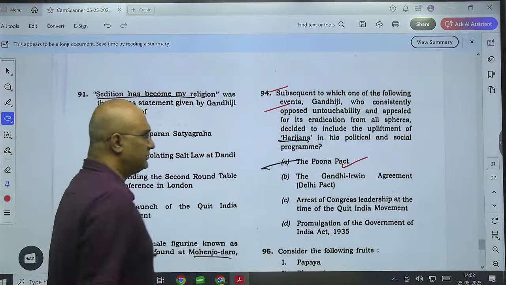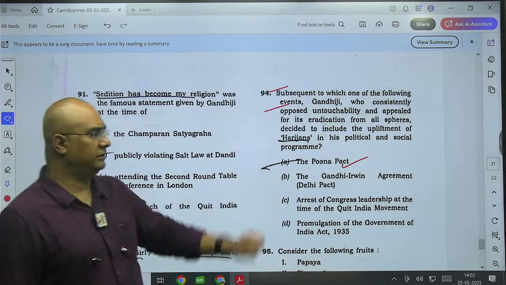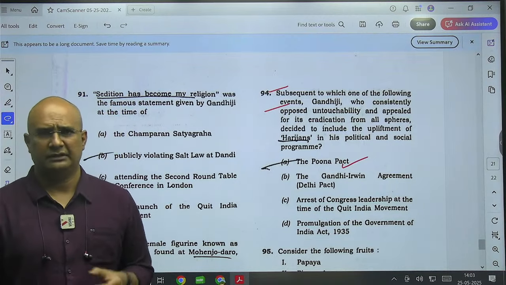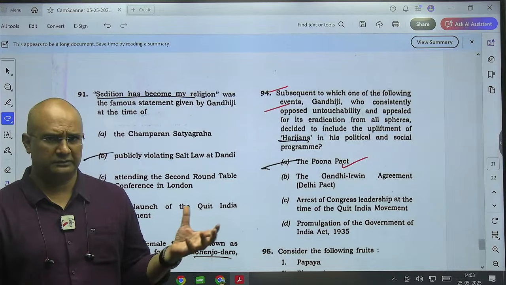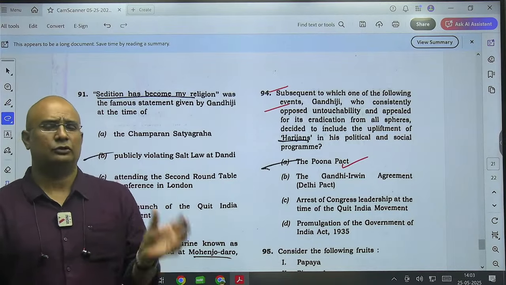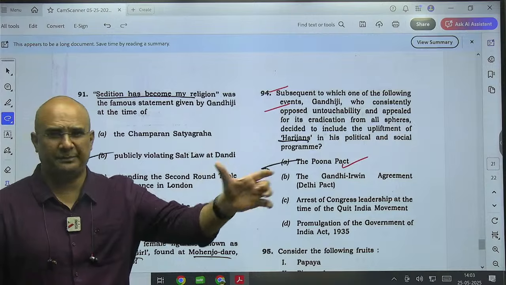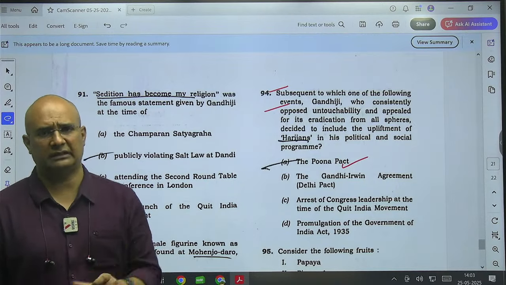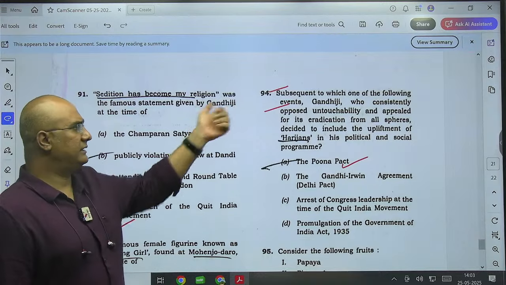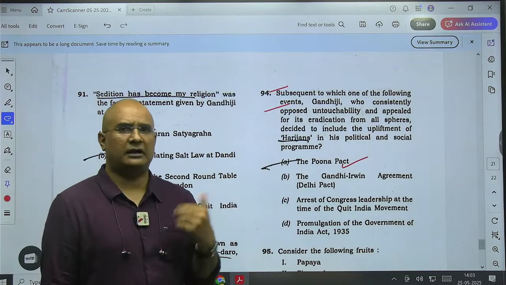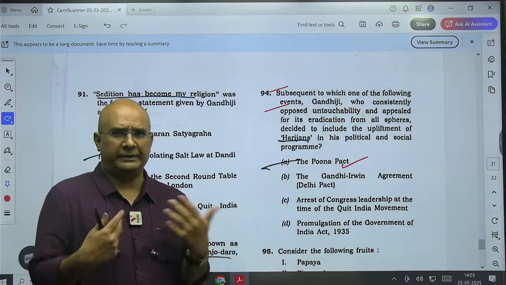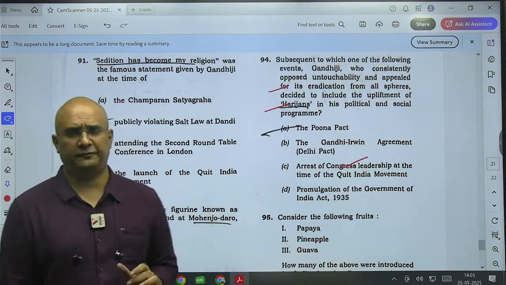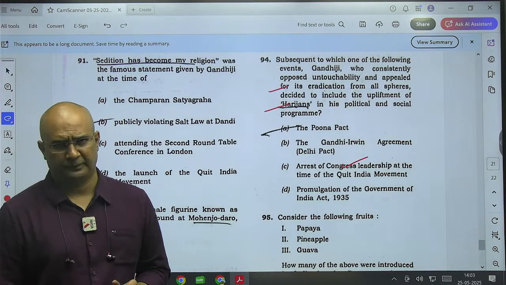is another question on Gandhi with respect to his program towards Harijans. Who are Harijans? Harijans are the name given by Gandhi to the people who were at that time called the depressed classes, and today they are called the scheduled castes or the Dalits. Now, when did Gandhi start a movement for Harijans? That is the question.